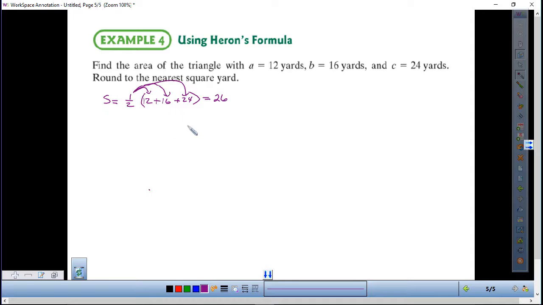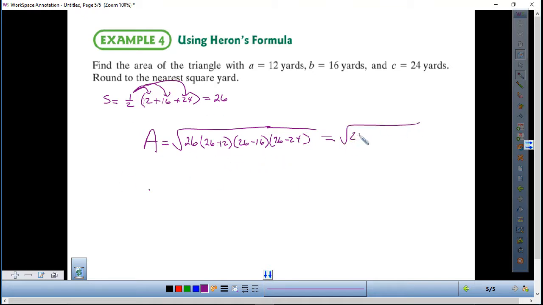So now, once you get S, you know that the area is just the square root of 26 times 26 minus 12 times 26 minus 16 times 26 minus 24. That is the application of Heron's formula with this triangle right here. So 26, of course, is 26. 26 minus 12 is going to be 14. 26 minus 16 is going to be 10. And 26 minus 24 is going to be 2.